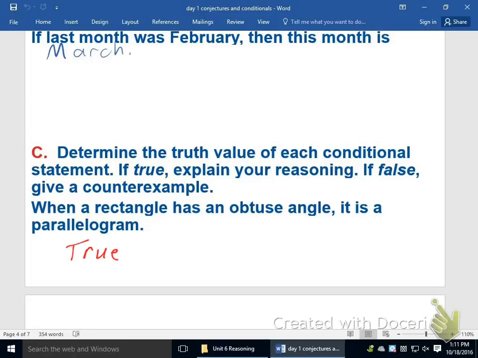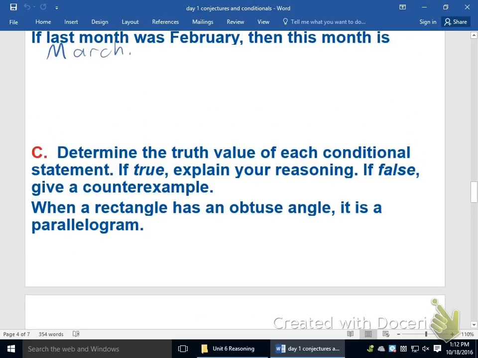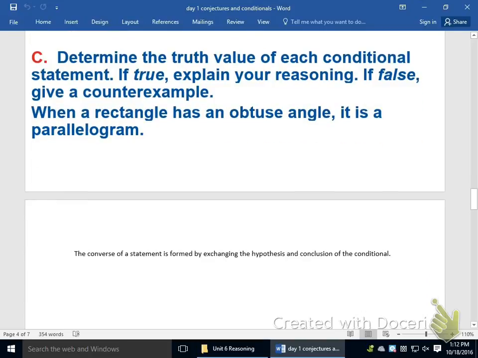Since we can't provide an example where a rectangle has an obtuse angle but is not a parallelogram. Well, I can't find one of these to begin with. They only have right angles. It's by default true. So whenever you have a statement where the hypothesis is in itself false, you have a true statement, actually. I know that's kind of weird, but that's how it works.